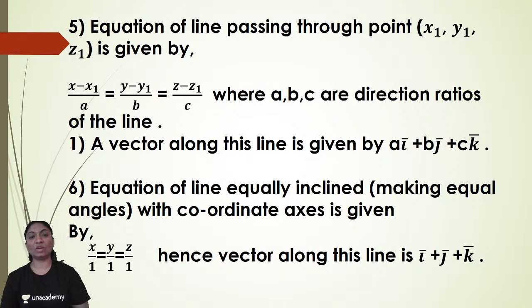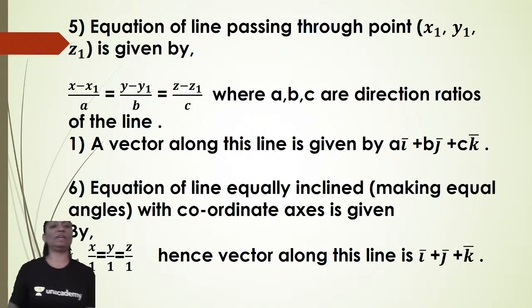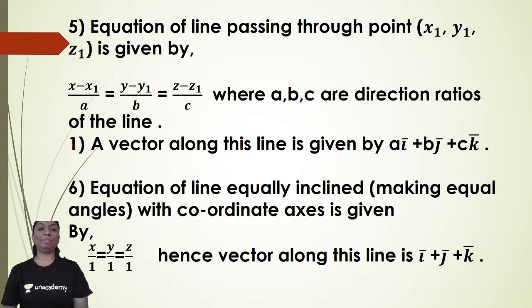Now, the fifth one. In this case, the equation of the line passing through the point x1, y1, z1 is given by (x minus x1)/A = (y minus y1)/B = (z minus z1)/C, where A, B, C are the direction ratios of the line. Then a vector along this line is given by Ai plus Bj plus Ck. Directly you will get the vector a bar is equal to A i bar plus B j bar plus C k bar, whenever the directional derivatives are given to you.